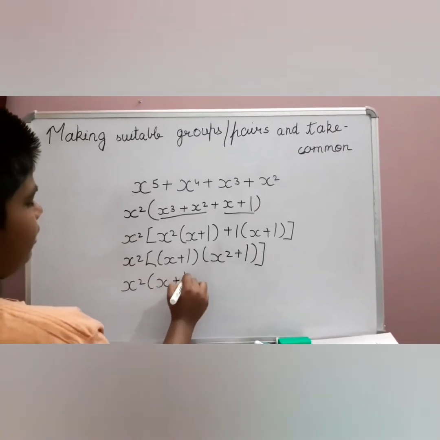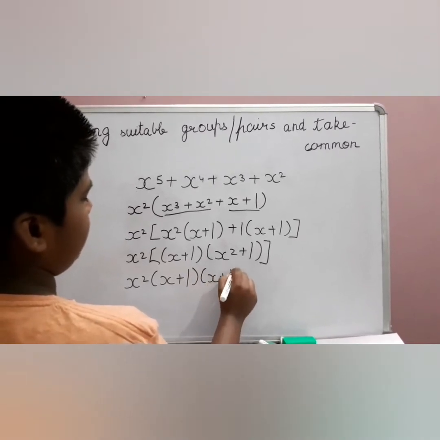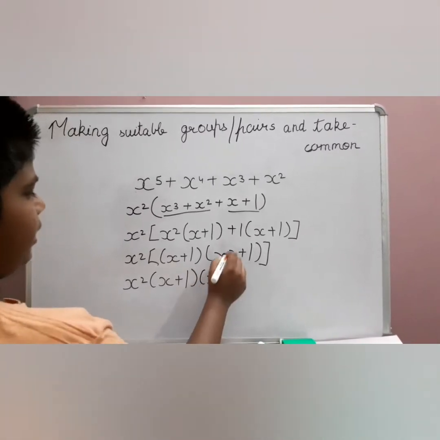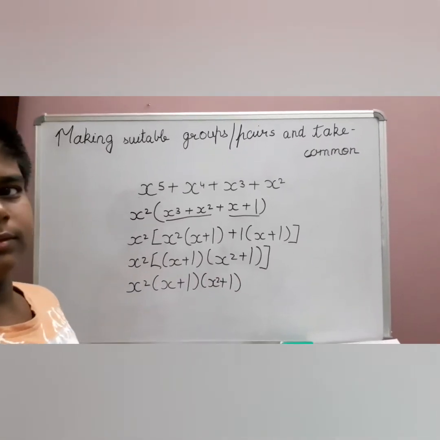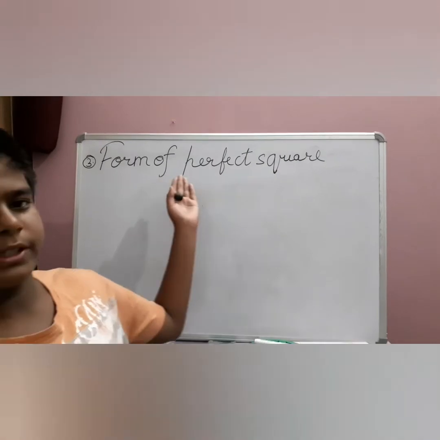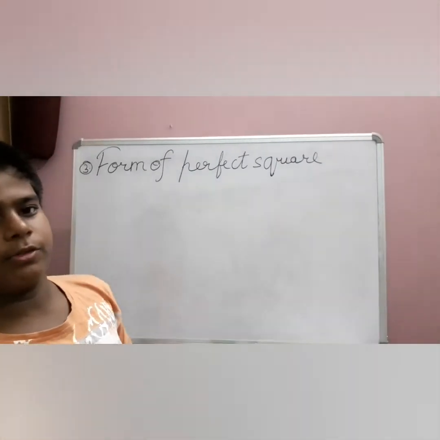X plus 1 and x plus 1, and this is our answer, x square plus 1. Now our third step is form of perfect square. Let me explain to you what is perfect square.